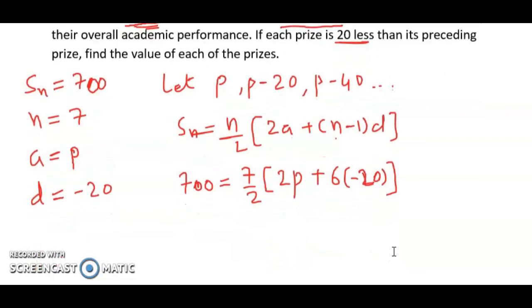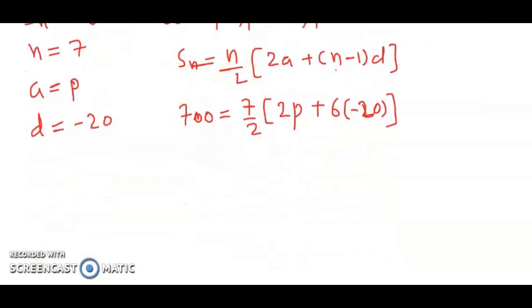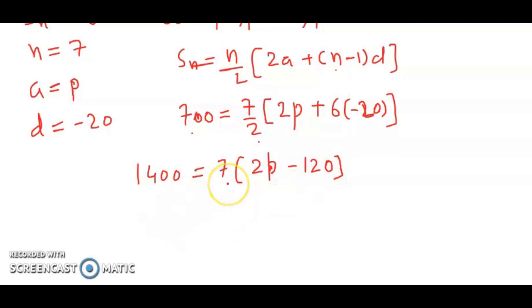So if you do the simplification here, these two will multiply here, so we will get 1400 equal to 7 into the bracket 2p minus, this is 120. So the 7 will go into the denominator here. So 1400 divided by 7, that will go 200 equal to 2p minus 120.